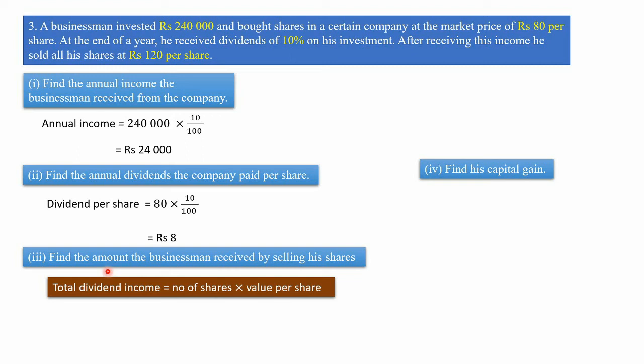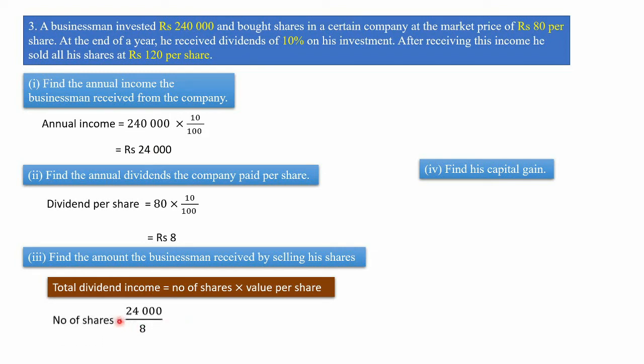Now the next question is to find the amount the businessman received by selling his shares. Before you find the amount, you know the selling price is this one. If you know the number of shares, you can multiply 120 by the number of shares. Before that, you want to find how many shares there are. Now you know the total dividend income is this value. Per share they receive 8 rupees. This is the total shares. So how do you find the number of shares? You can divide 240,000 by 8.